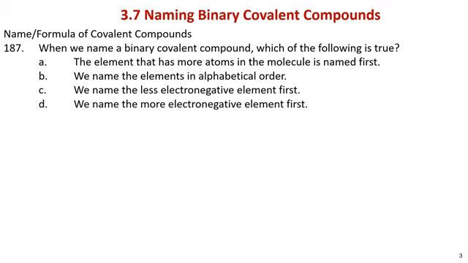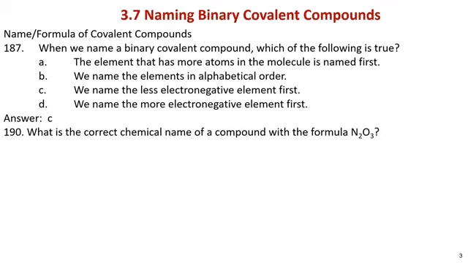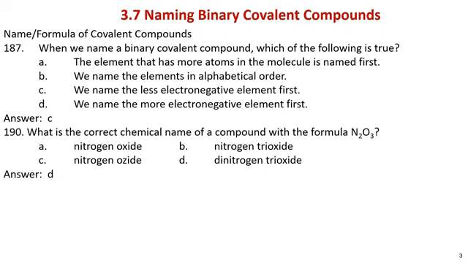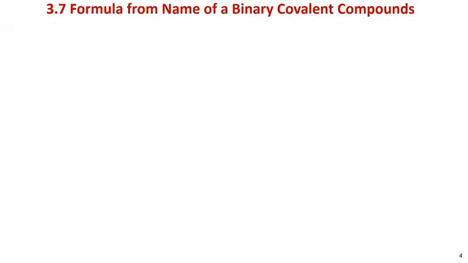Which is the correct chemical formula of the compound for N2O3, dinitrogen trioxide? That's D. Now from the formula you should be able to get the name of the covalent compound. What is the name of SCl2? Can you tell me what the name of this one is?